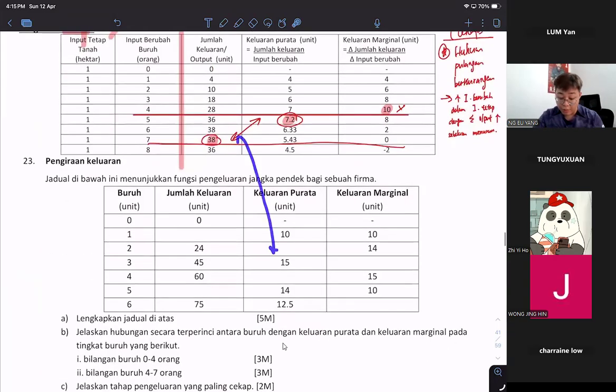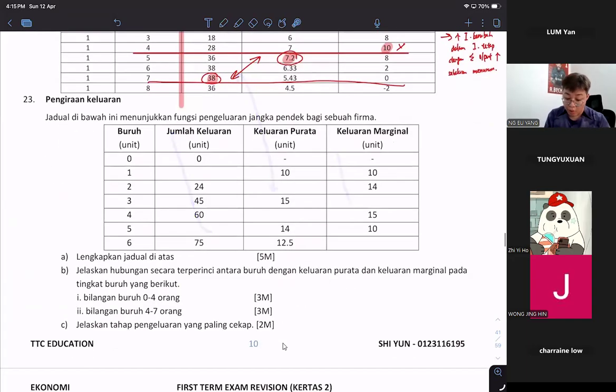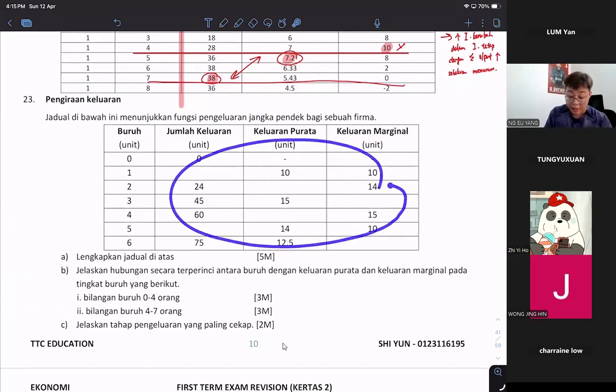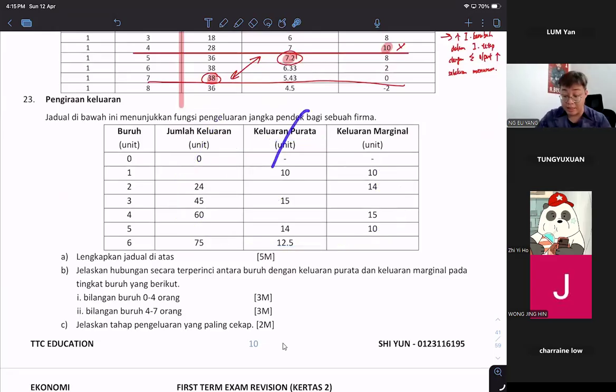Okay, so try to practice. And then guys, after you are able to find all the answers, try to find the maximum point for jumlah keluaran, keluaran purata, and keluaran marginal. So what is 0 to 4? This is your passage of 0 to 4, 4 to 7. Which means try to mention what the maximum point for jumlah keluaran is. So guys, we try to find all the answers easily. Okay, so how to find jumlah keluaran?